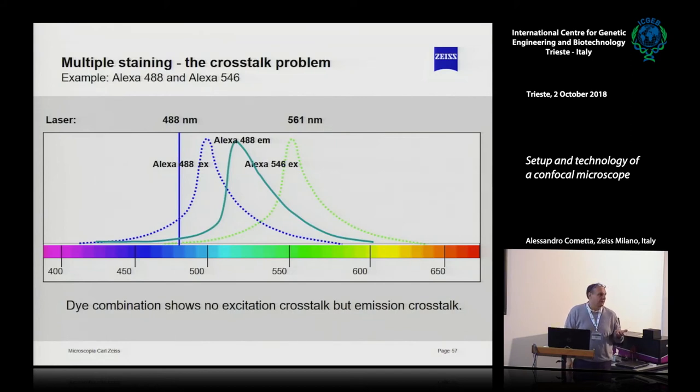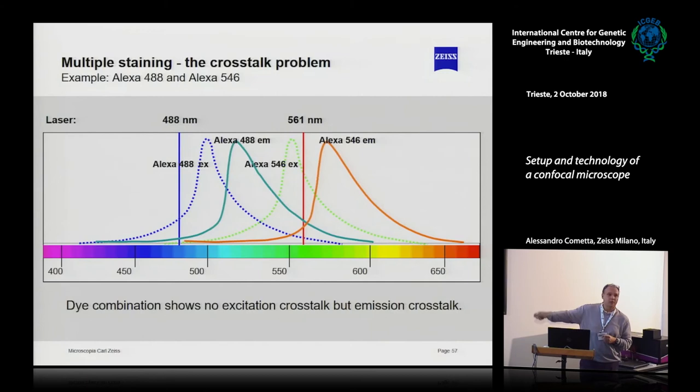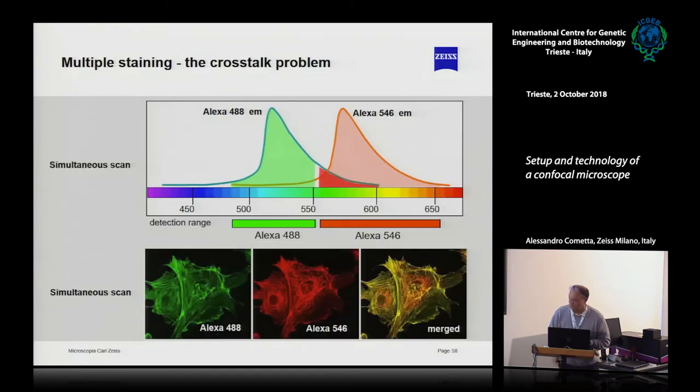So the answer from my sample is that band, that green band, centered here at 520. So green, a very nice green. What happens if I switch on also the second line? The second dye will emit, and I have a beautiful red emission. However, here I have the tail of my first dye. It doesn't matter what I do here, because if I want to acquire this information, I have to acquire also the green channel.